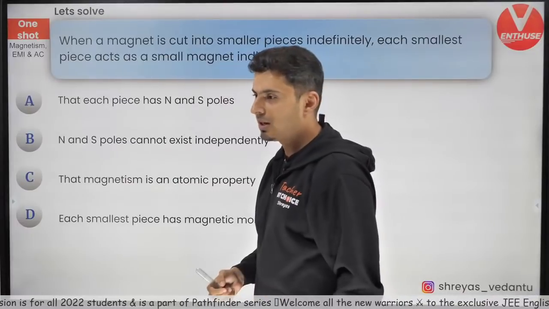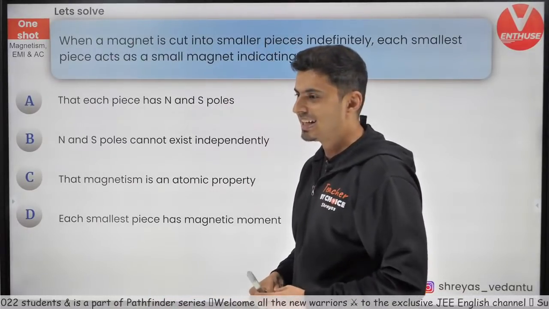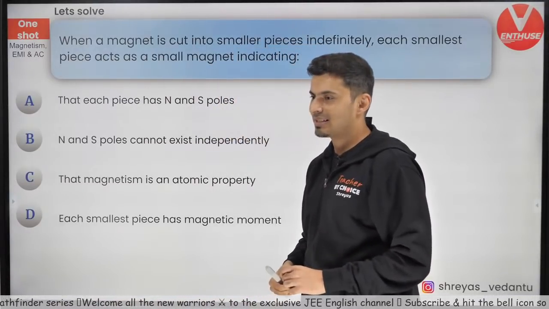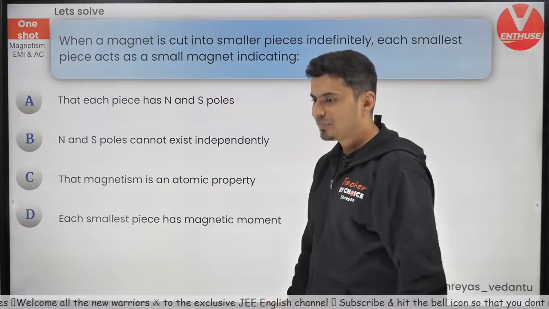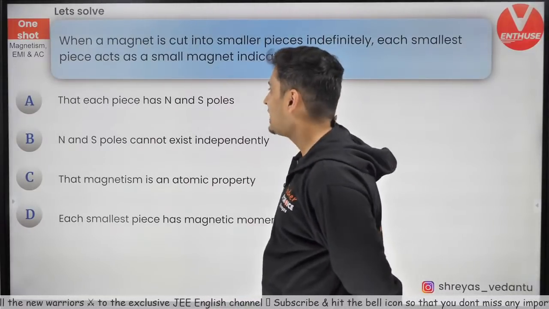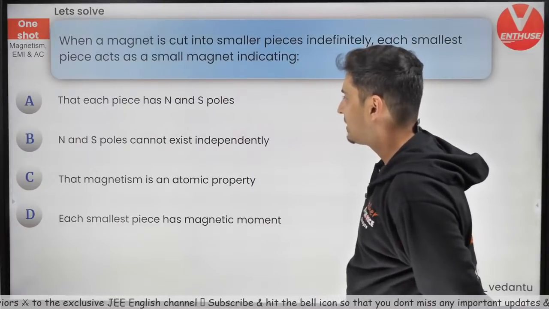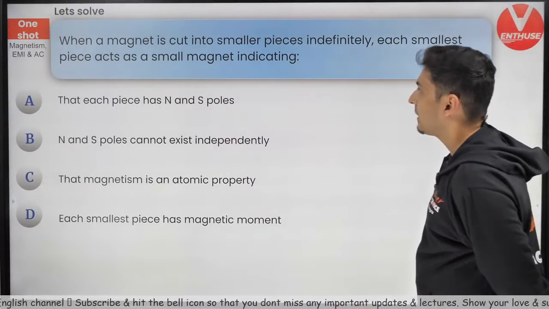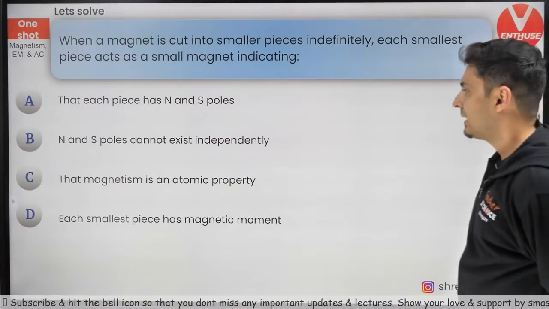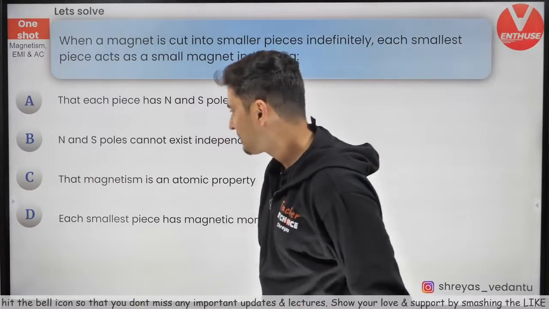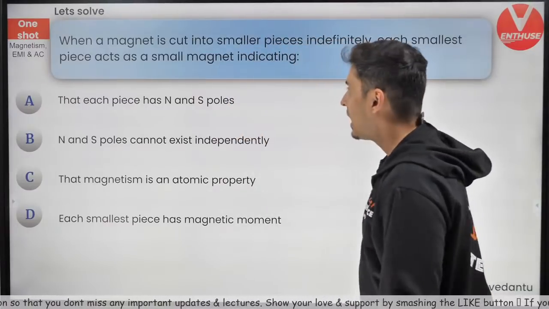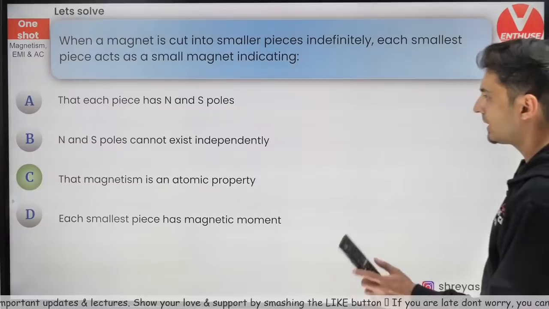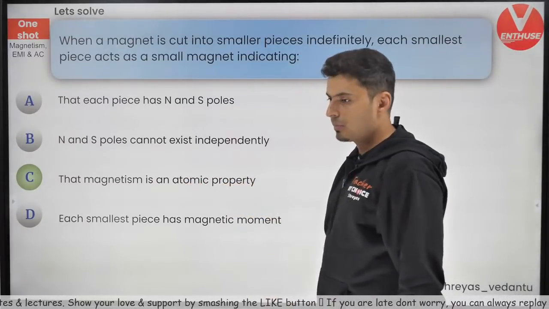Each smallest piece acts like a magnet. A: each piece has north and south poles. Yes, the north and south poles cannot exist independently. That magnetism is an atomic property. Then each smallest piece has its magnetic moment. Actually, I think something is wrong with this question. One second, let's see what is correct. So that magnetism is an atomic property.